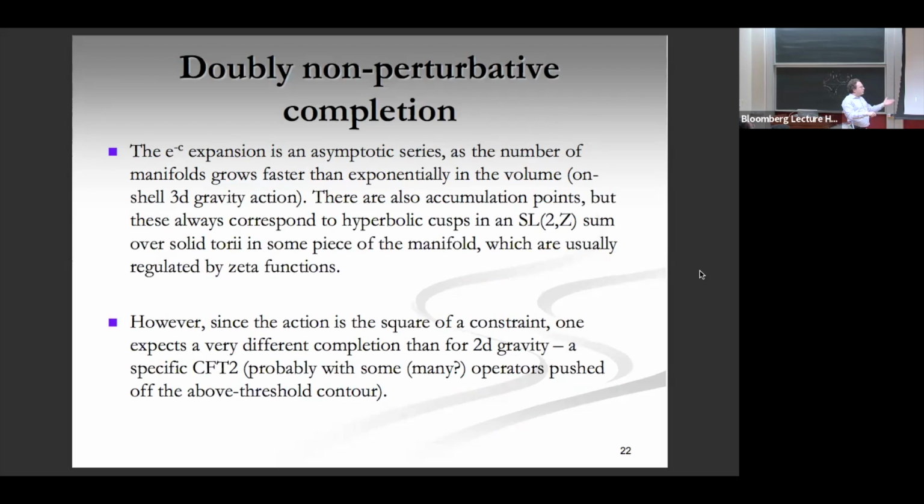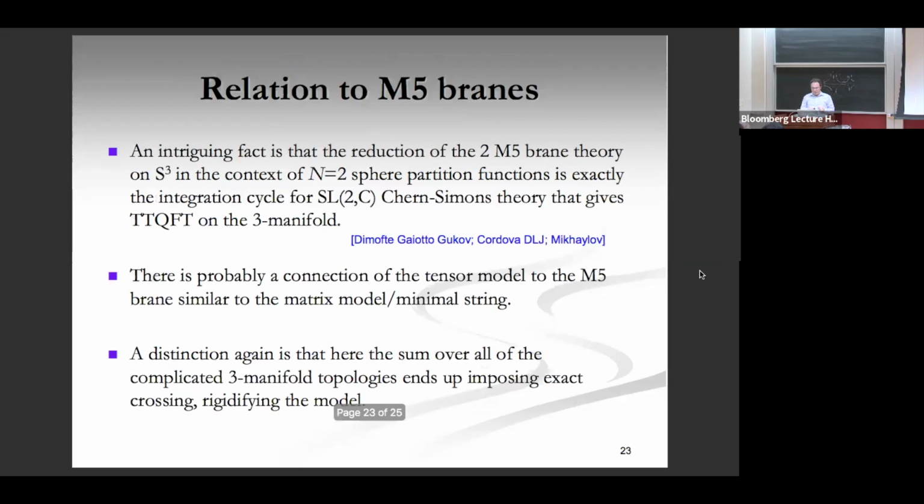But the action is the square of a constraint. So somehow, at least in this h bar goes to 0 limit, the non-perturbative completion would be a specific CFT, which probably requires some or maybe many operators pushed off the original contour. That depends on whether or not you believe that there exist theories that are pure 3D gravity according to the bootstrap definition. I don't know the answer, but the answer is contained in the doubly non-perturbative completion of this sum. And that seems like something we might be able to learn.